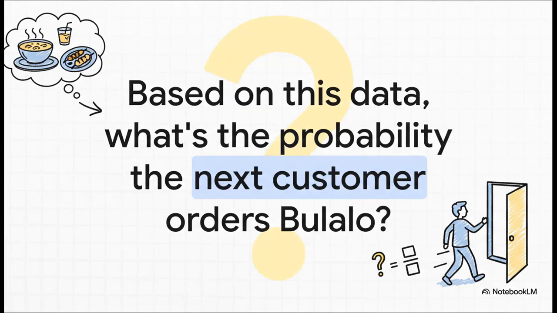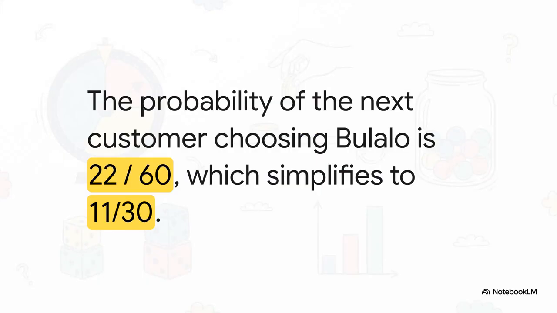So here's a question for you. Using only this data that we have right here, what's the experimental probability that the very next person to walk in is going to order bulalo? Take a second. Think about how you'd set up that formula. So how'd you do? The event we're measuring is ordering bulalo, which happened 22 times. The total number of trials was 60 customers, so you just divide 22 by 60, which you can simplify down to 11/30. And that's it.